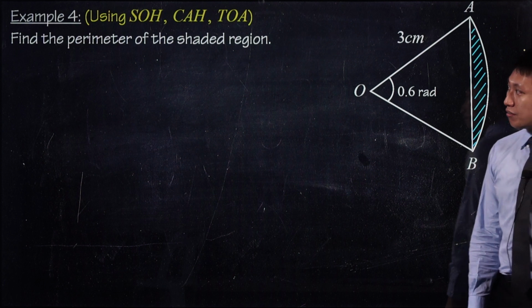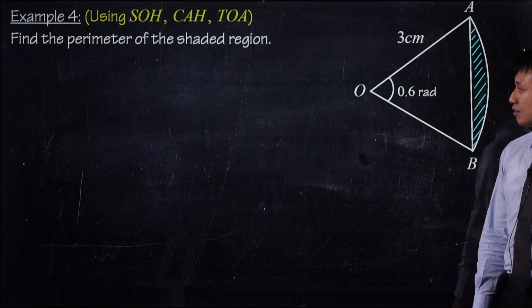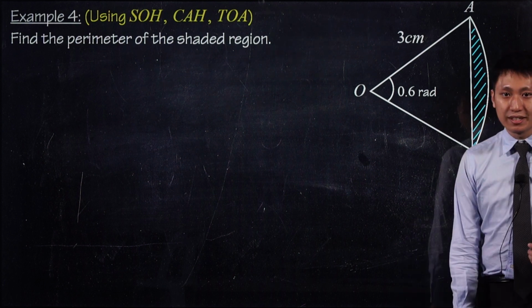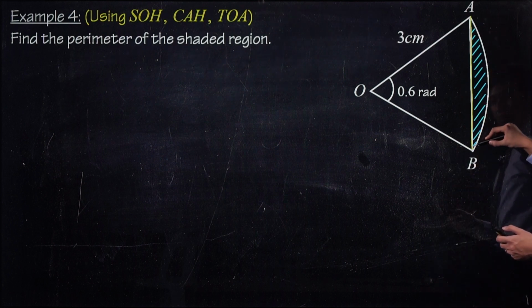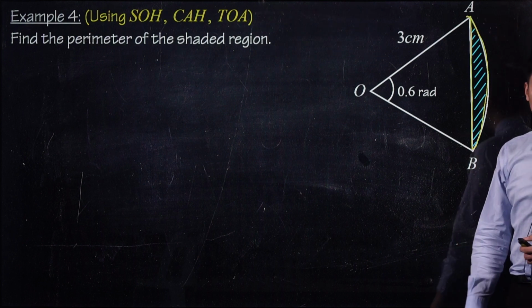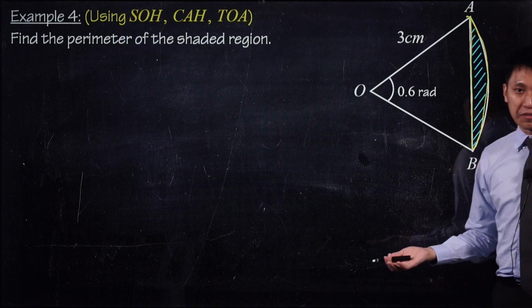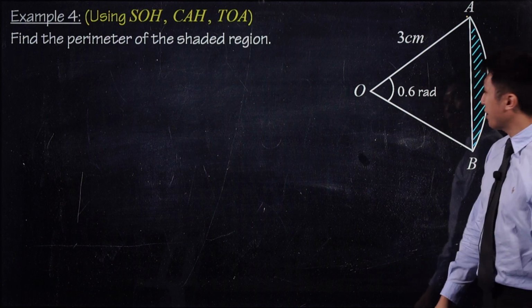Okay, now find the perimeter of the shaded region. What do you realize now? You want this one, right? You do not know any other information. That's why it's a little bit hard here.